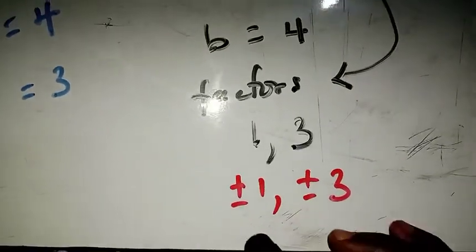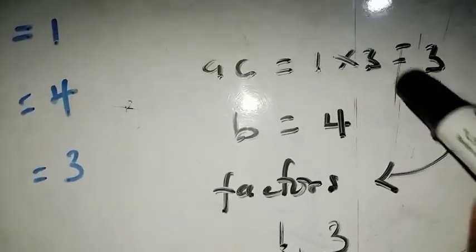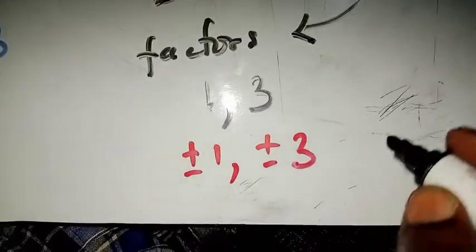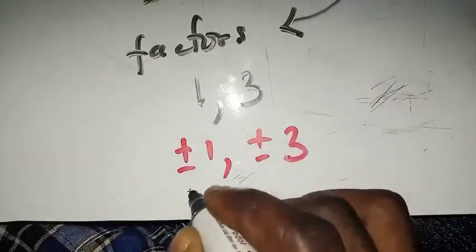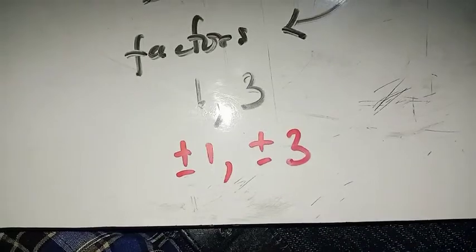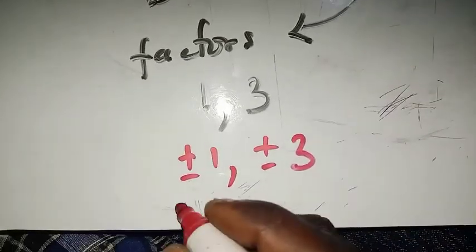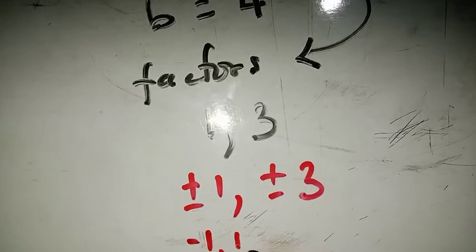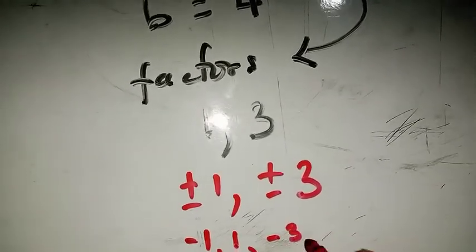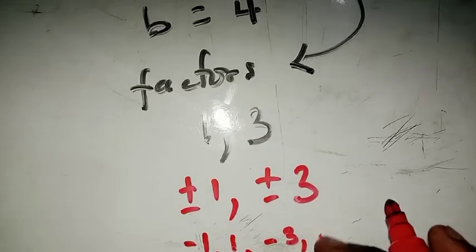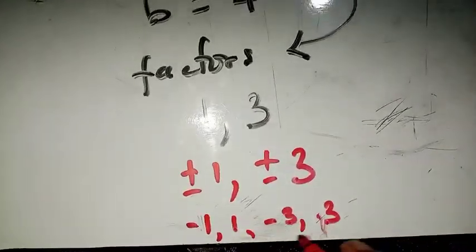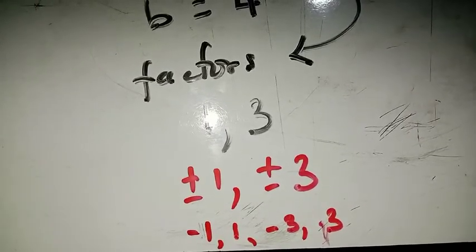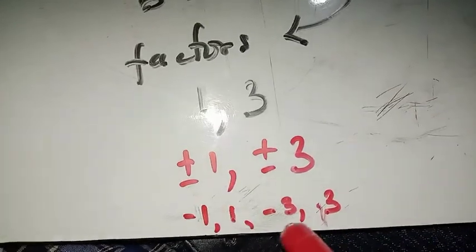Now, once we have the positive and the negative factors out of this AC, we are going to pick any of the two factors. So if I want to rewrite these factors, let me use the red one. I have negative 1, positive 1, and then negative 3, and positive 3, right? So these are the four factors that we are having. Is that okay? So these are the four factors that we are having out of this.